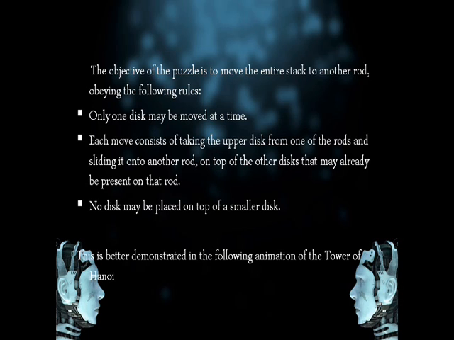Only one disk may be moved at a time. Each move consists of taking the upper disk from one of the rods and sliding it onto another rod, on top of other disks that may already be present on that rod. No disk may be placed on top of a smaller disk.